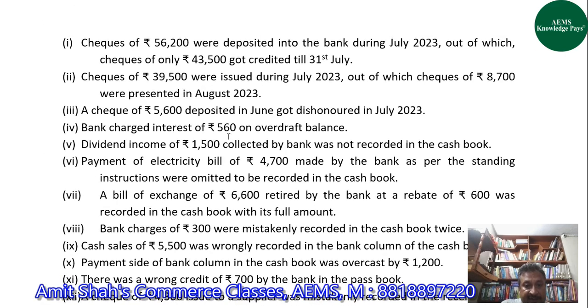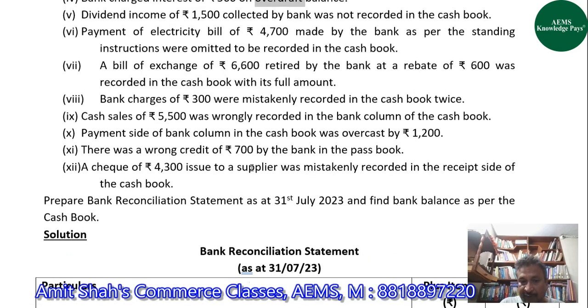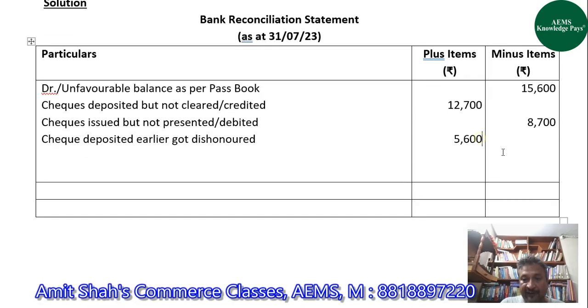The next point, guys, is bank charge interest of rupees 560 on overdraft balance. Since it is an overdraft balance, it means it's a kind of loan by us from the bank, and that is why the bank has to charge interest, which it has charged. But we got to know about this only through the bank statement. It means this record is not there in our cash book. Had this been in our cash book, our cash book balance would have been lesser. Since it is not there, the cash book balance is more, and that is why this 560 also will come in the plus column.